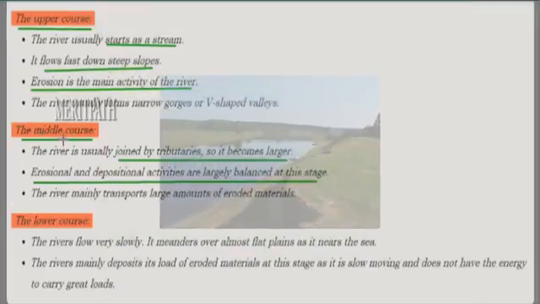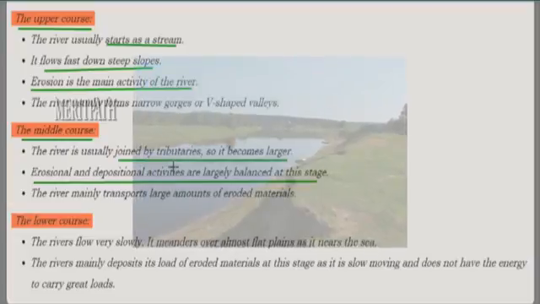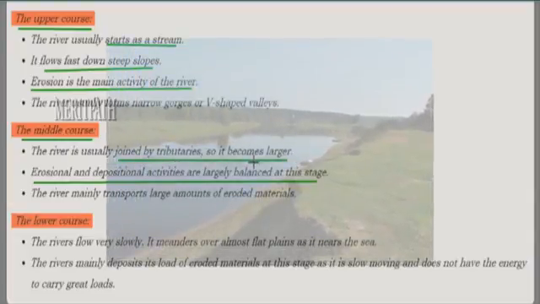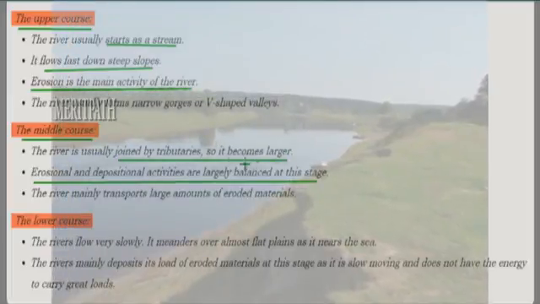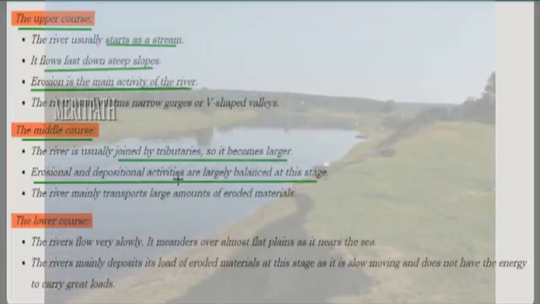Then during the middle course of the river, some small tributaries join it. So the river becomes larger because some tributaries, sub-rivers, join the main river. Erosional and deposition activities are largely balanced in the middle course of the river, and this river mainly transports large amounts of eroded materials.